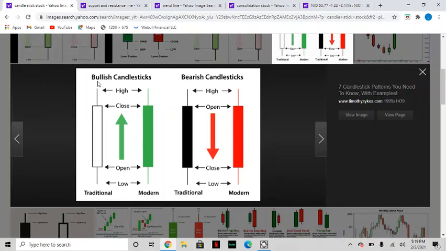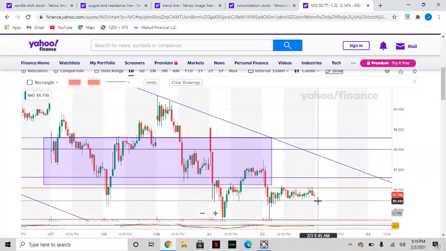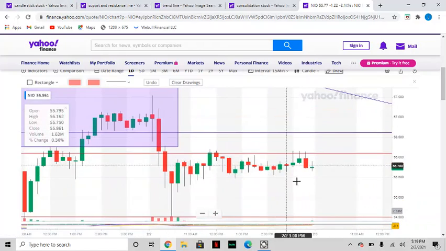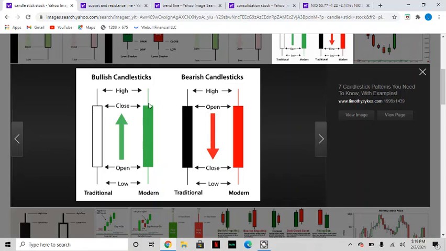Alright, so you got your bullish candlesticks, your bearish candlesticks. These right here are your candlesticks. Green is your bullish, red is your bearish. You can see right here, these are your wicks. This is your high. This is where the price closes on a candlestick. This is where the price opens on a candlestick. This is the low, where the price was trading the lowest on the candlestick, at the bottom of this wick here. Same thing on a bearish candlestick.